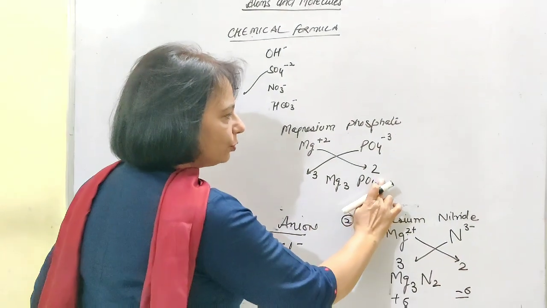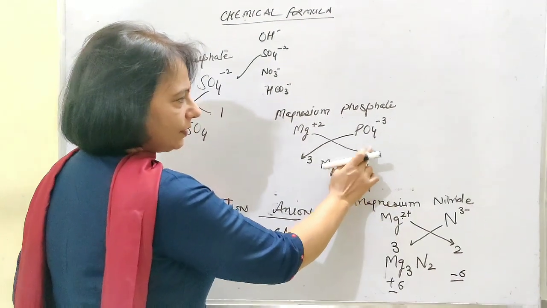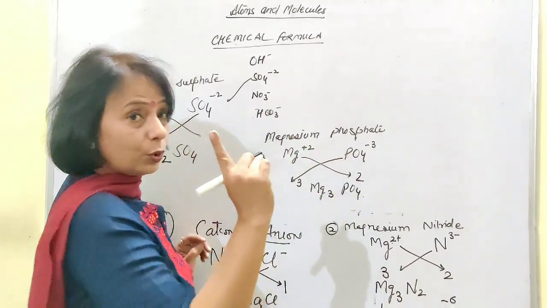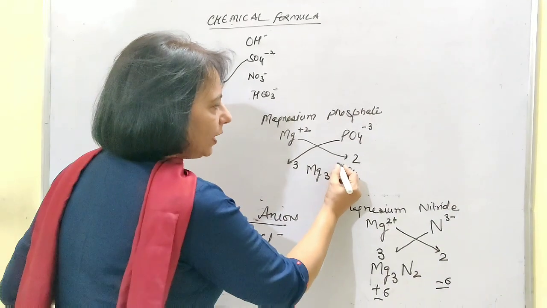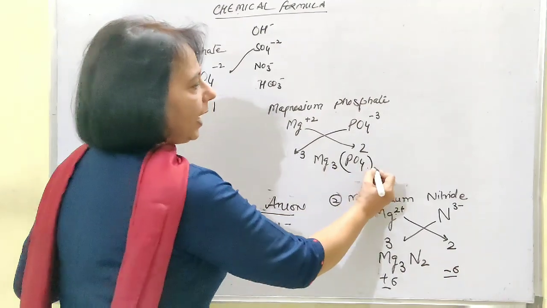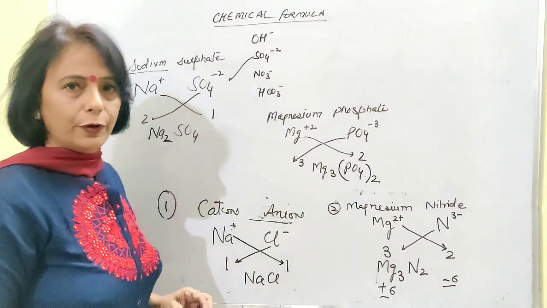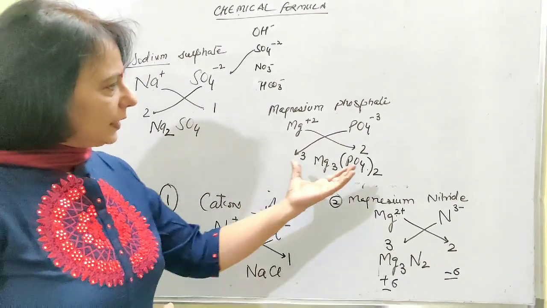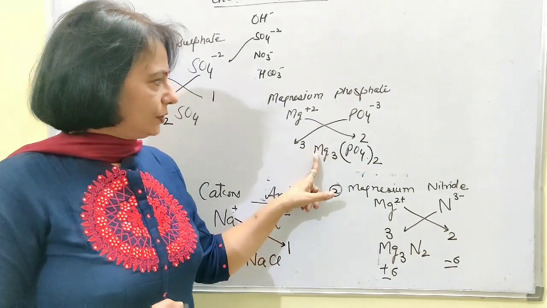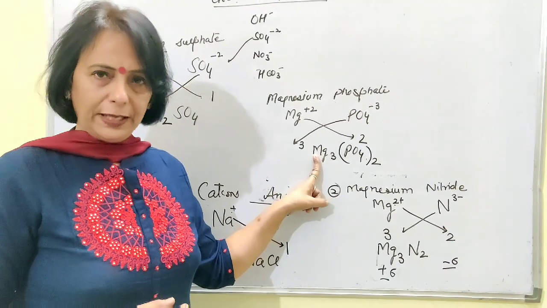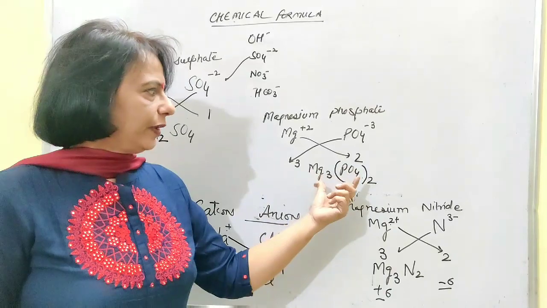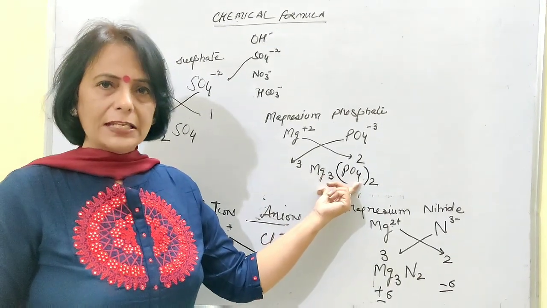So what we have to do in this case, when the number which is coming after the crisscross is more than 1, then this polyatomic ion has to be kept in a bracket and 2 has to be written in the form of subscript. That means in the formation of magnesium phosphate, 3 ions of magnesium participated and 2 of the phosphate, and finally a neutral compound has been formed.